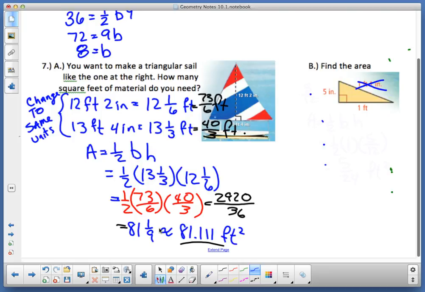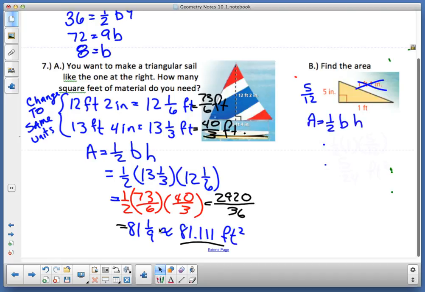Okay, so I'm going to look at this thing as I go through and put my pens back in so I can tap on my board. That's the same as 5/12 of a foot. Okay, so that's 5/12 of a foot, and that's 1 foot. So I can go 1/2 times 1 and 5/12 is 5/24 feet squared.